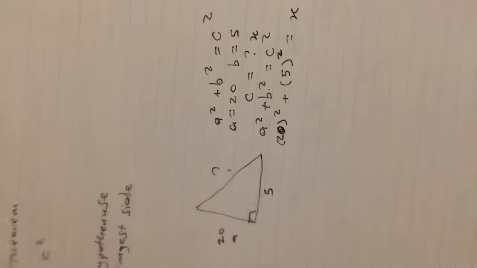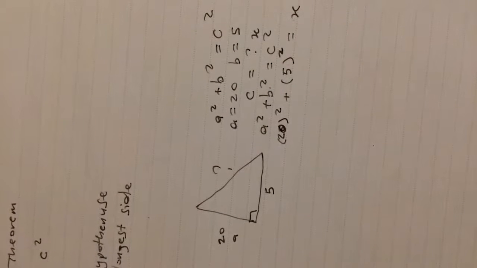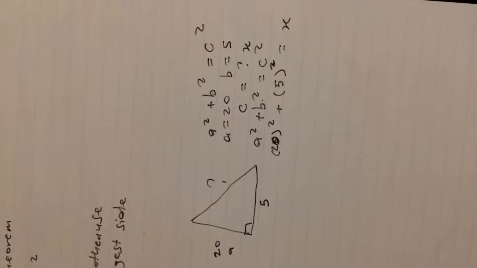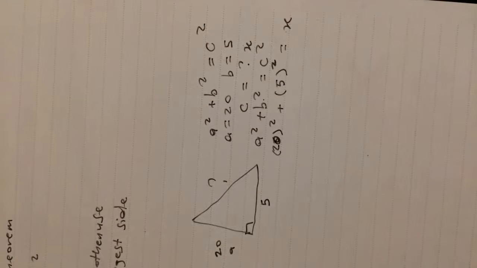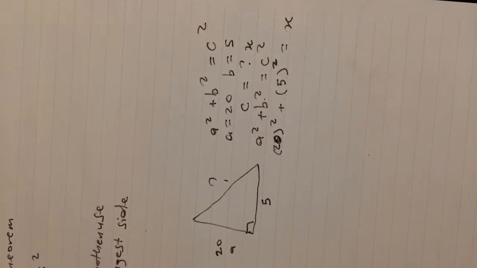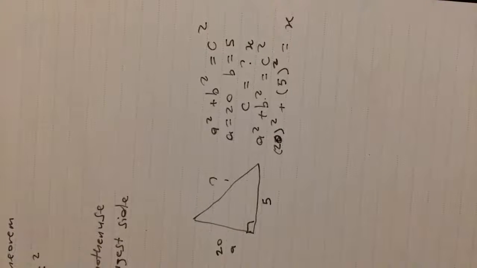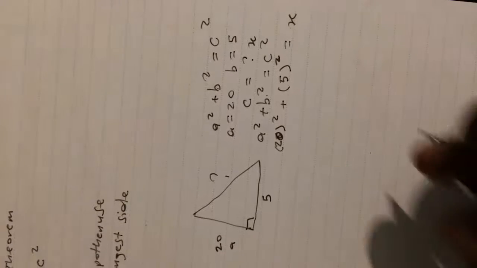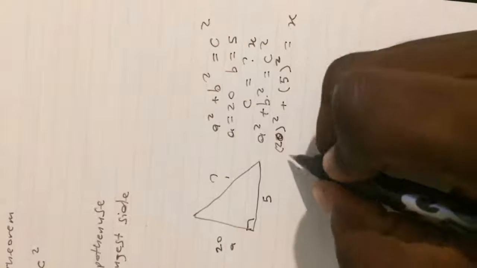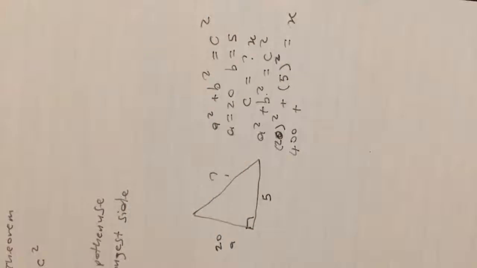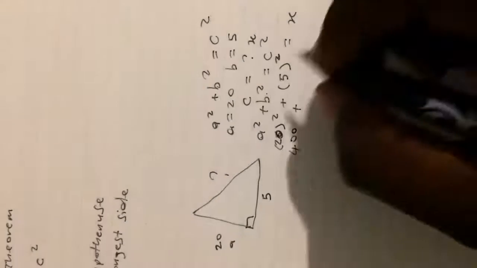Now 20 squared, what's 20 squared? Anybody in the chat want to comment? What's 20 squared? Devisha, Shanice, what's 20 squared? Alright, so 20 squared, that's 20 times 20, that's going to be 400. And 5 squared is 5 times 5, that's going to be 25.